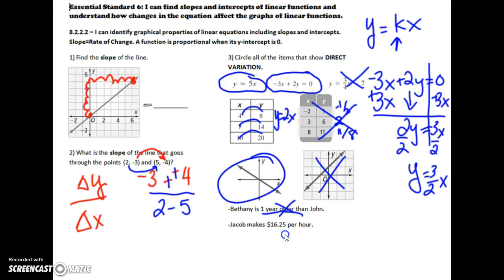This one, Jacob makes $16.25 an hour. That would be something like this. Jacob equals $16.25 an hour. There you go. You can do that because it looks like this. All right, so there we go on number 1, or 1, 2, and 3.